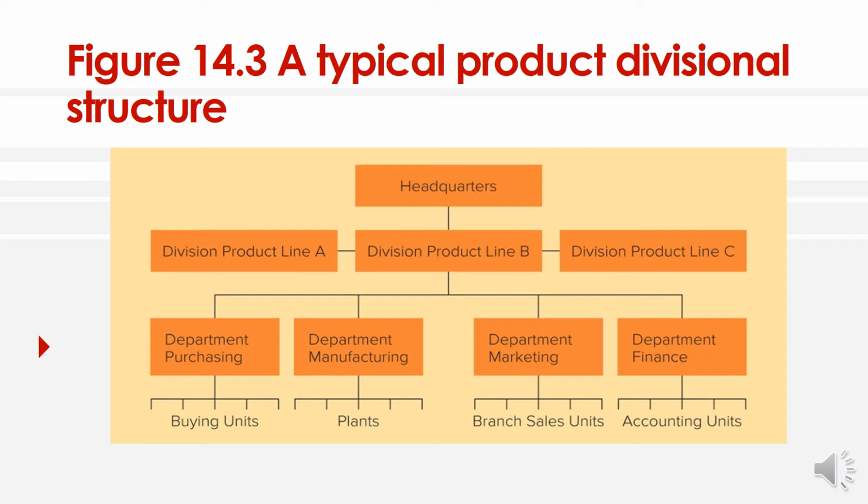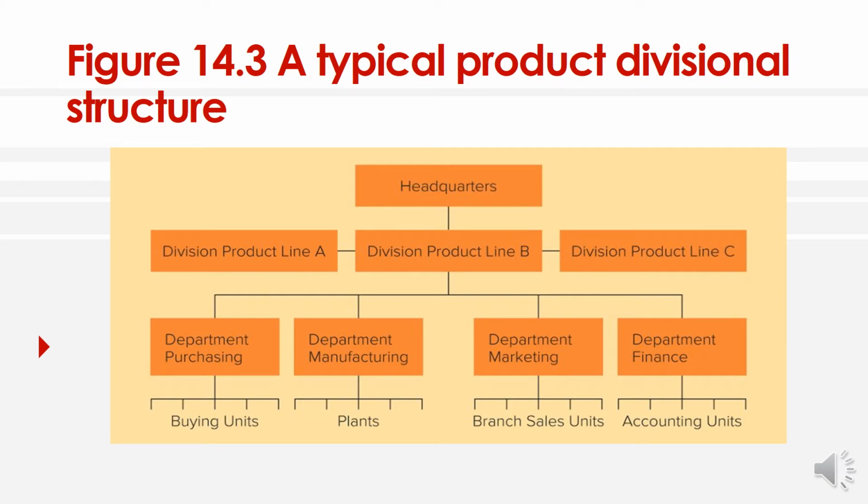Moving to figure 14.3, a typical product divisional structure. Here we have a slightly different organizational structure compared to the previous slide. From this figure, the lowest level on this chart contains multiple buying units reporting to purchasing, multiple plants reporting to manufacturing, multiple branch units reporting to marketing, and also multiple accounting units reporting to finance.